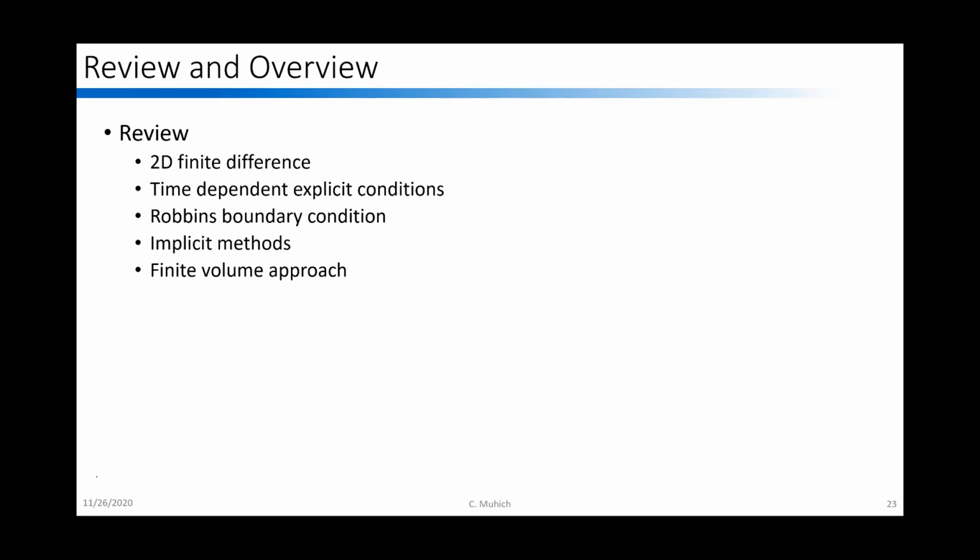So let's review what we've done today. So we've covered, in this chapter, in this content, 2-dimensional finite differences. We've talked about time-dependent conditions, both explicitly and with implicit methods. We've talked about how we could implement Robin boundary conditions. And then finally, today we talked about finite volume approaches, which once again are more complicated but give us more flexibility.